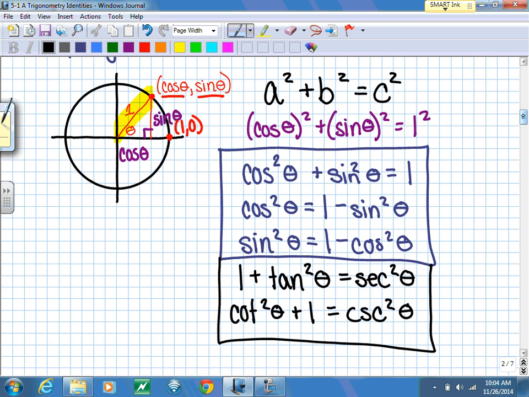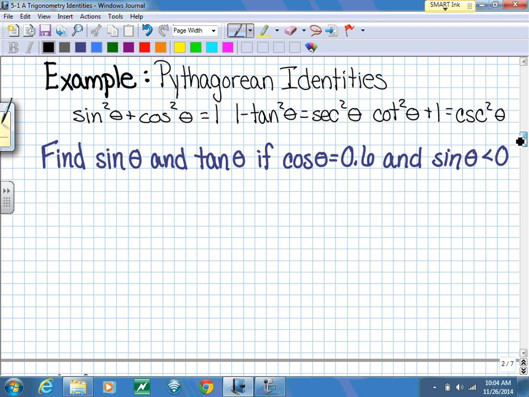So here is an example of where we can use Pythagorean identities. It says find sine theta and tangent theta if I'm given that the cosine of theta equals 0.6 and the sine of theta is less than 0. We had a problem very similar to this back when we were just starting our trig unit. When solving this one, I can use the Pythagorean identity to help. Since I'm given cosine and I want to find sine, using sine squared theta plus cosine squared theta equals 1 will help me do that.